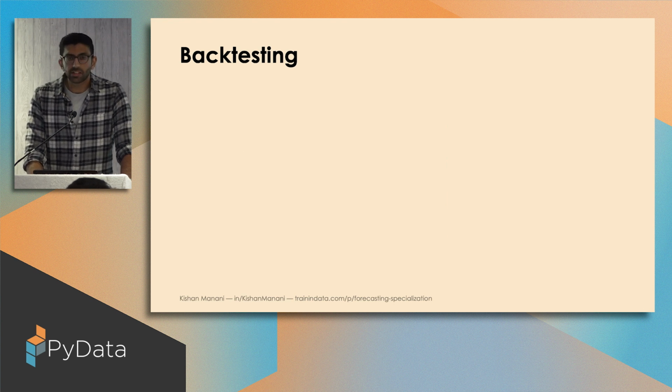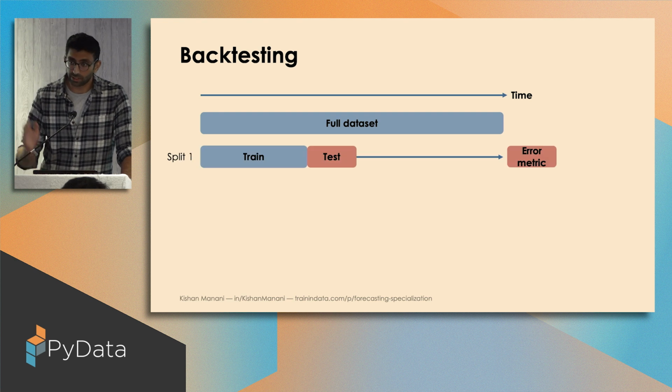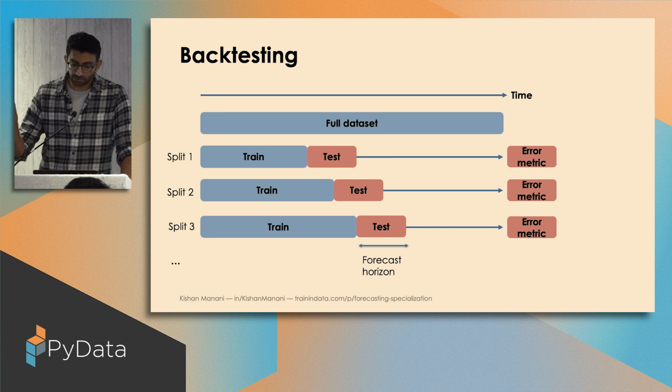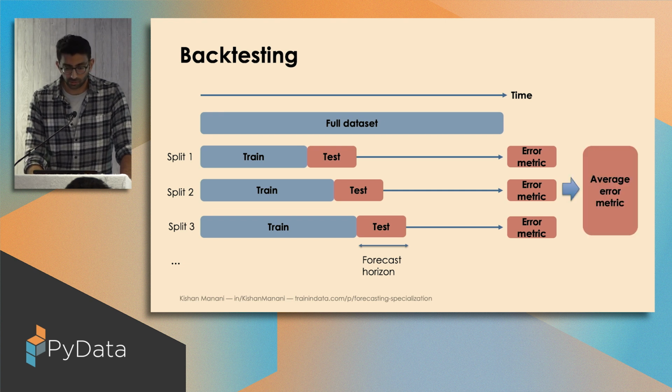And so backtesting is also known as time series cross-validation, and I'll show you why. So what you typically do is you order your data set over time, and then you'll have multiple splits where you split at certain points in time, and you move that window forward. And so you train your model on the training fold within a split, and then you predict on the test set, and you have an error metric for each split, and then you average the error metric. So this all looks great.